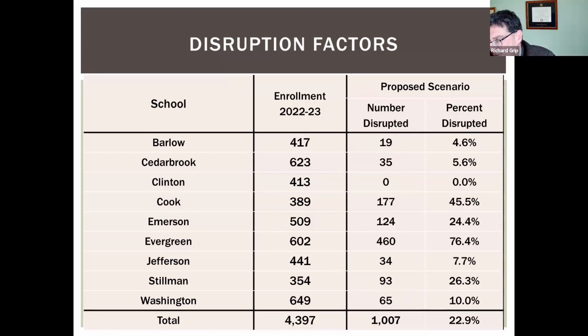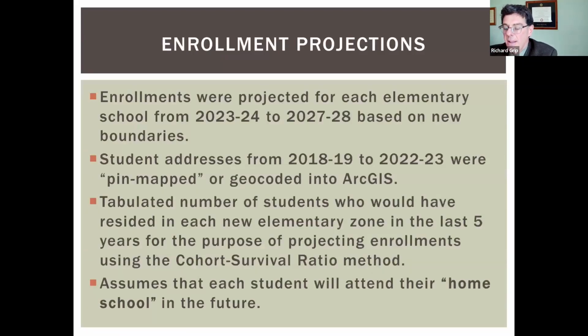The biggest impact is really at Evergreen, as you saw from that previous map, because a lot of that attendance area boundary does encompass Evergreen. So once we did those particular maps, we want to see how this new boundary is not only going to impact you currently, but how will it impact you in 5 years from now? So what we did is we projected the enrollments in each one of these schools for the next 5 years based upon the new boundaries.